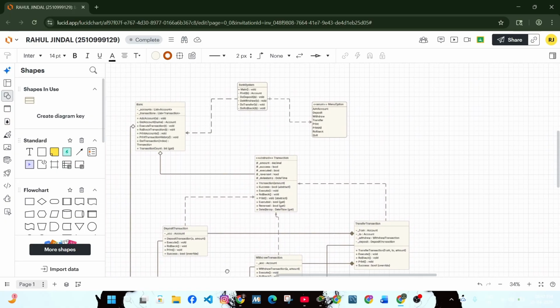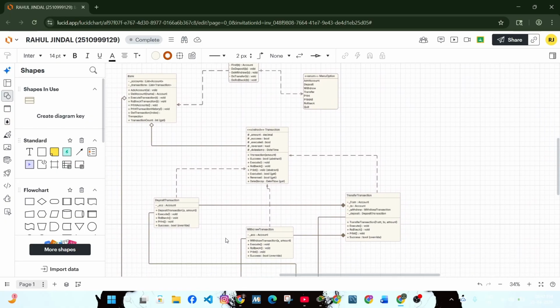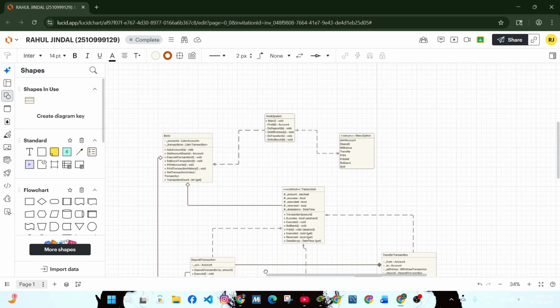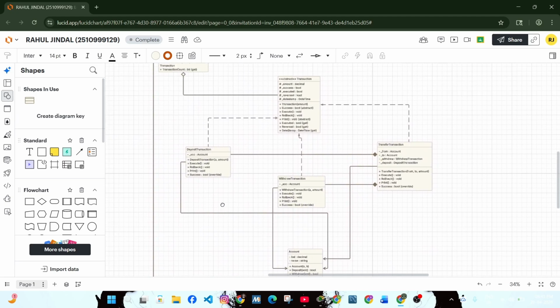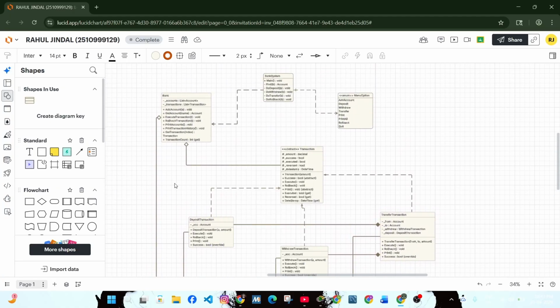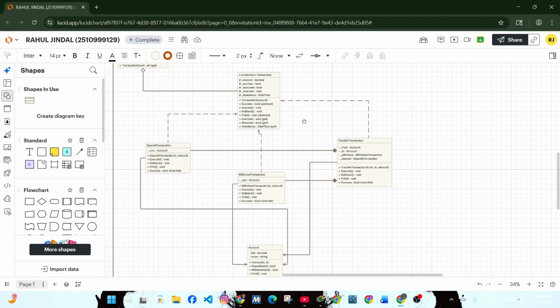So in this project, UML was showing how this transaction class is the base class and the other classes like this deposit transaction, withdraw transaction, and the transfer transaction are connected to it. It also shows how this account class is connected to the bank. So it helps us understand it in a very easy and simple way and make our doubts clearer before coding. And the main advantage of this is that it reduces our mistakes and confusions.